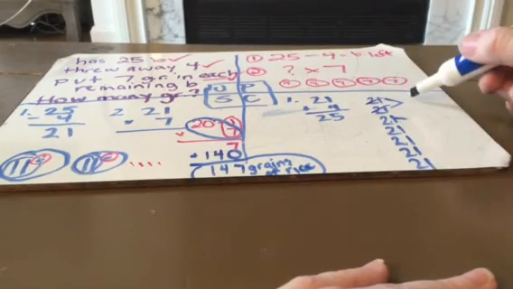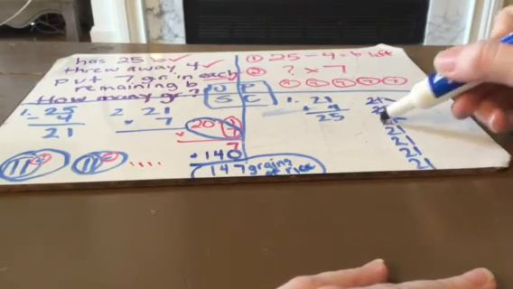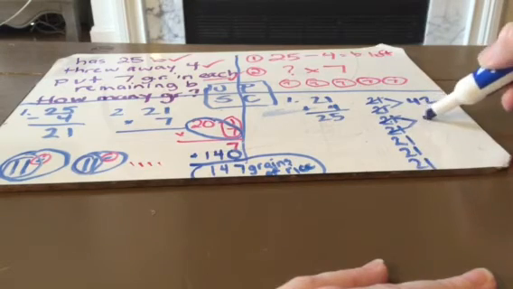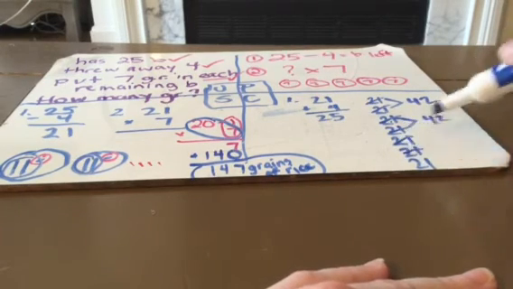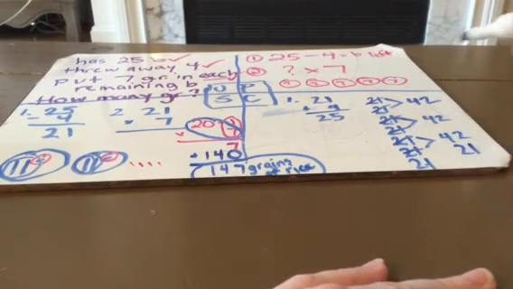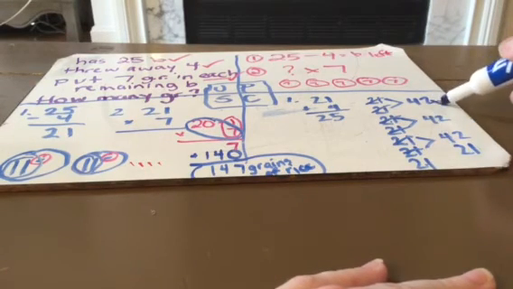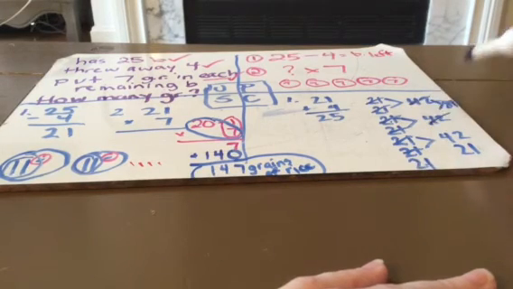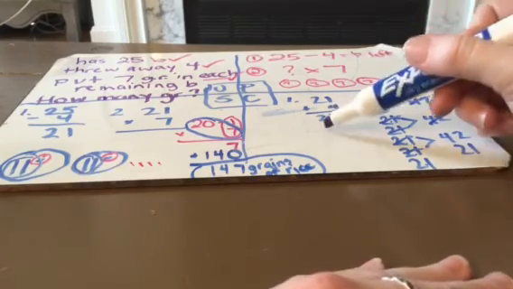So 21 and 21 is 42. That means this 21 and 21 is 42. That means this 21 and 21 is 42. And then I have one I can't group. Okay, 42 and 42 is 84. So that's this and this. Okay, so 84 plus 42 plus 21.